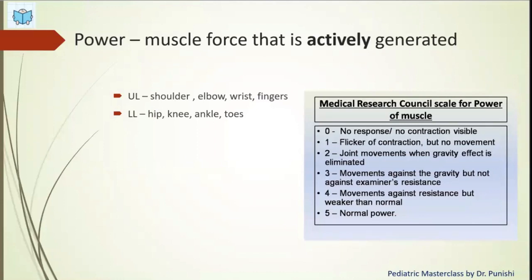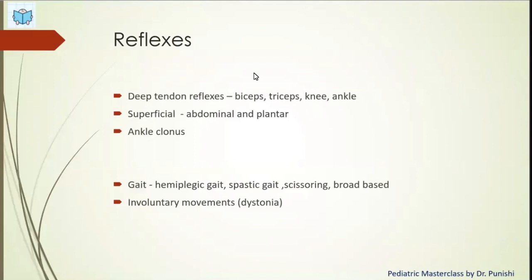Okay. Now reflexes. So DTRs, you look at upper limb and lower limb both. You look at biceps, triceps in the upper limb, ankle and knee joint in the lower limb. You look for ankle clonus. Again, this is commonly associated with hypertonia. You have hyperreflexia. And superficial reflexes, you look for abdominal and plantars, especially whether your Babinski is positive or not.